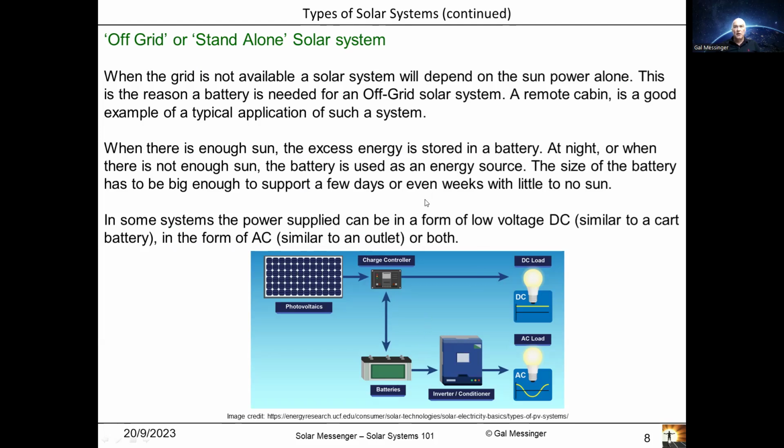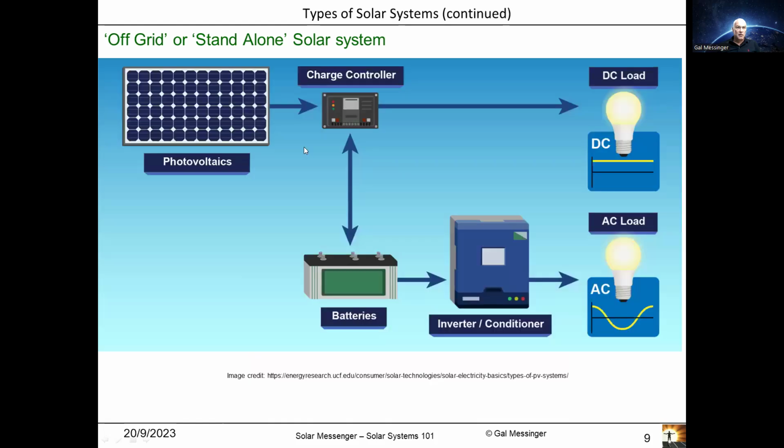It's too expensive, but just enough to supply the house with a few days of electricity. So the batteries in those systems are big. And as you can see, there is no grid connection. It's only either you have some small DC loads, usually lighting, or you'll have some AC loads like your appliances and your house consumption. And the batteries are going to be charged or discharged.